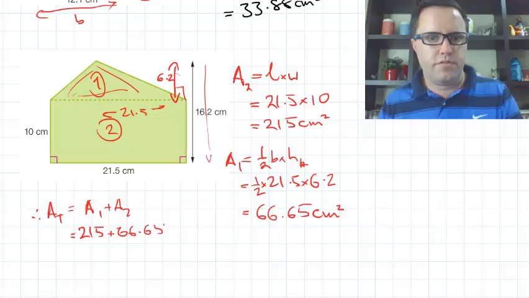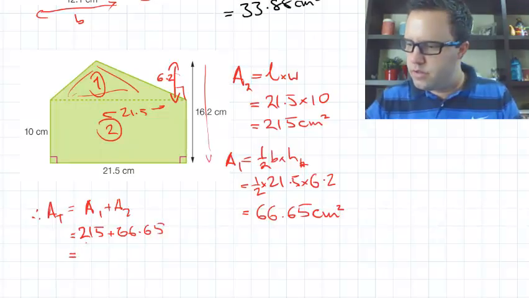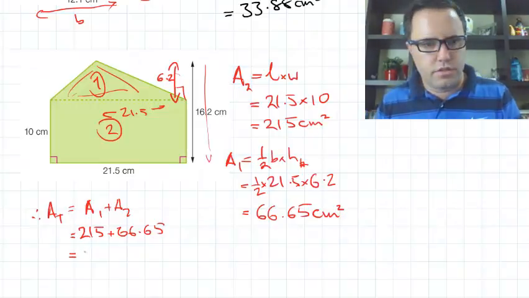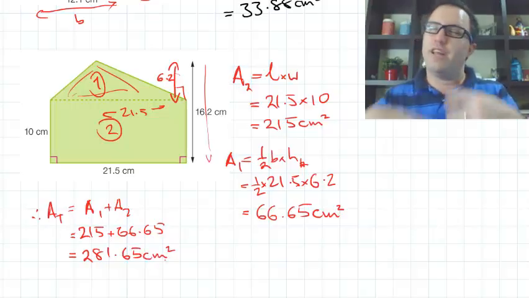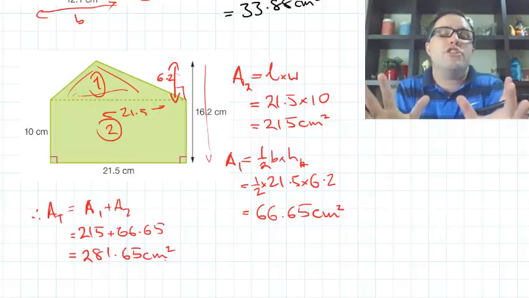Therefore, total area is area 1 plus area 2, which is equal to 215 plus 66.65, which is 281.65 centimeters squared.